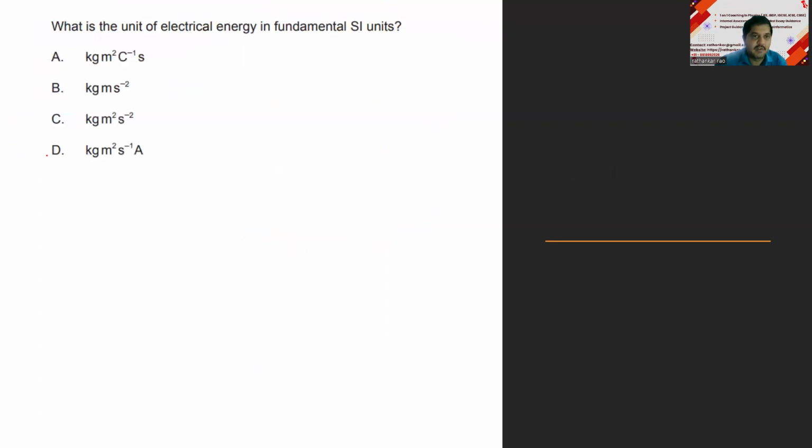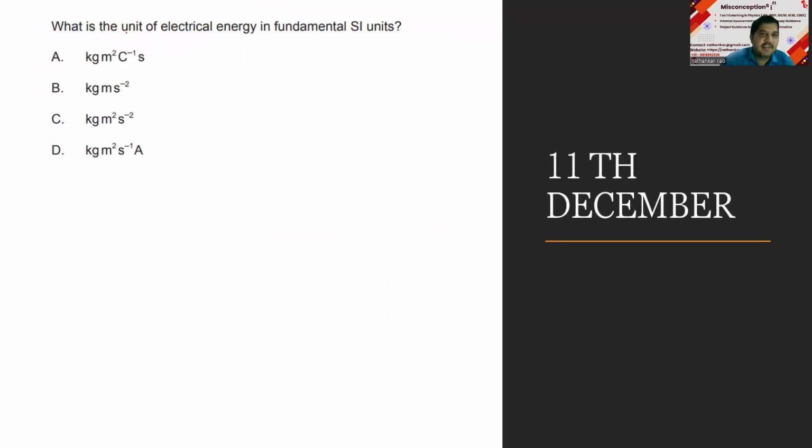Now let us move on to the next one. Very easy question. What is the unit of electrical energy in fundamental units? So SI units, we have already done this in one of your tests. Let us look at this also. Electrical energy: just check the concept of energy. What is energy? Work done. What is work done? Force multiplied by displacement. What is the force unit? Newton. Unit of displacement? Meter. Is there a Newton meter? No, because he has asked about SI units, so you cannot write this.